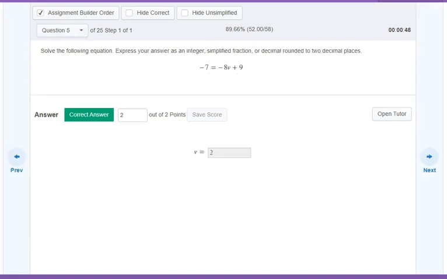All right, a little bit more challenging, but same principle. We're going to transpose. Again, I would like to keep my variables positive. So this time, this becomes an 8v. Just transpose that. Now we're going to transpose this, it becomes a positive 7. 7 and 9 is 16. Divide both sides by 8. v equals 2. Again, show the work on your blue sheet so you can get partial credit, or better, full credit.